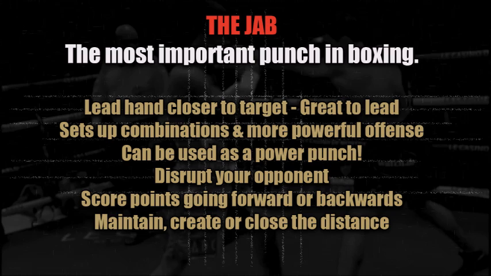The jab can be used to disrupt your opponent, it can be used to score points going forward or backwards, and in fact can be used to maintain, create, or close the distance between yourself and your opponent. These are just some of the uses of the jab and why it's widely regarded as the most important punch in boxing, and it's something that every boxer needs to know how to do.